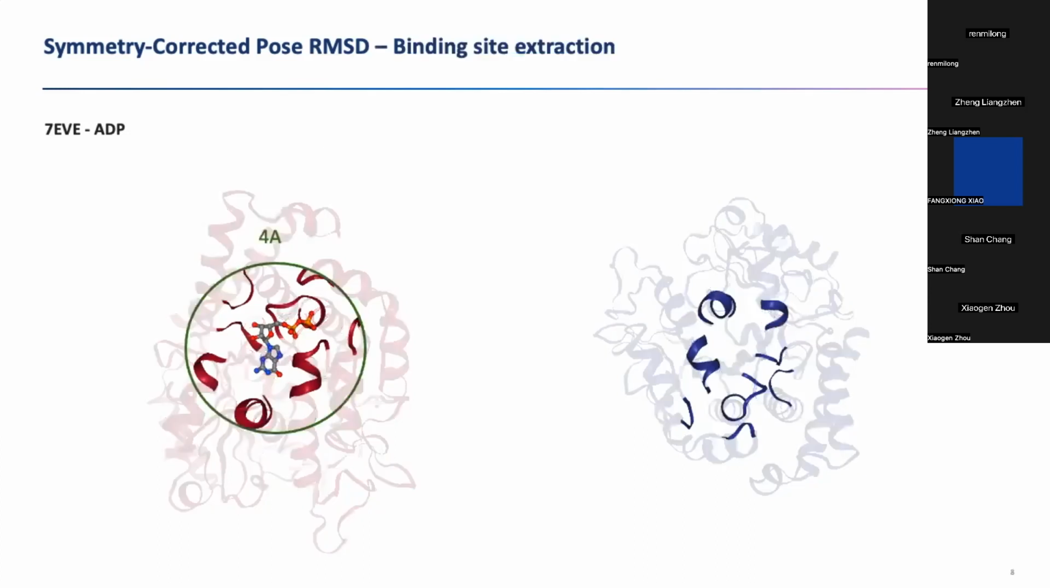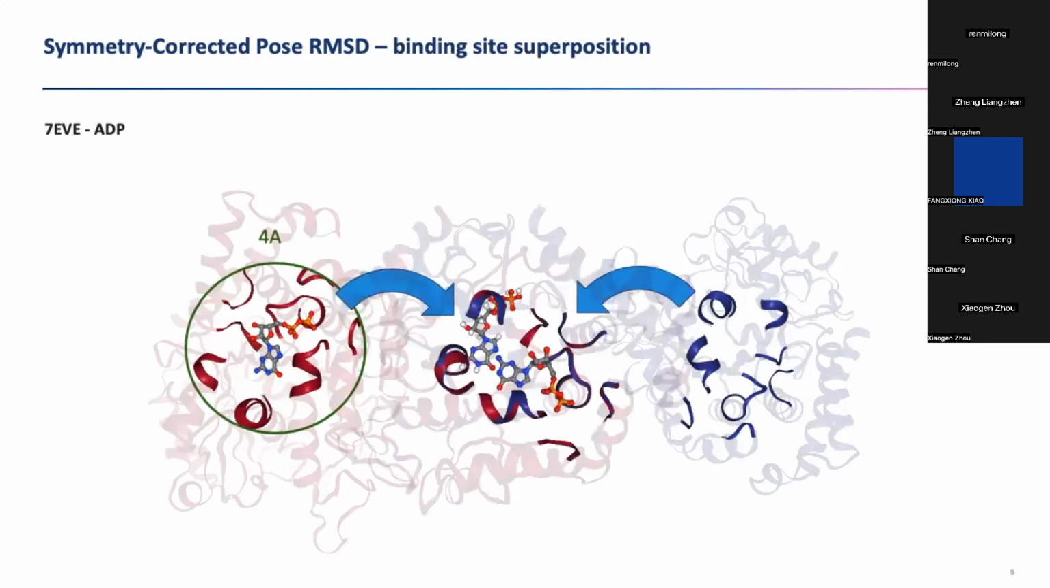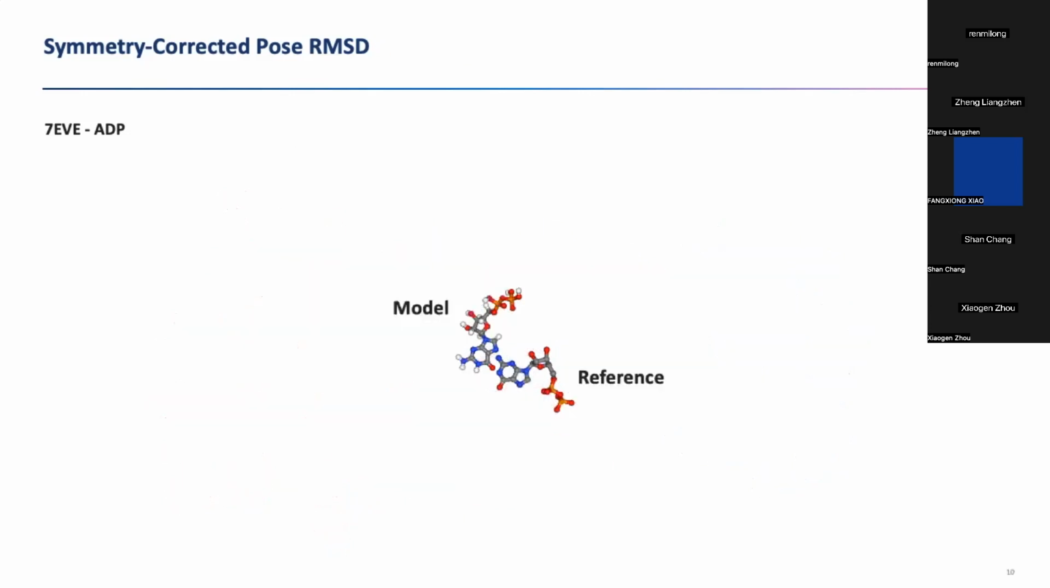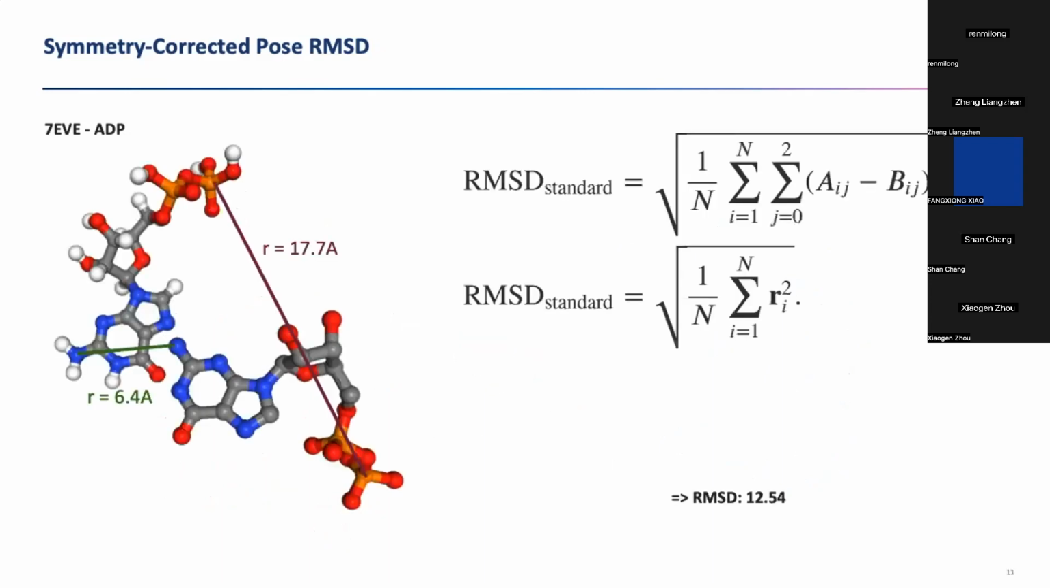So the first thing we need to do is to identify the binding site in the reference structure. And then we identify the binding site in the model as the same residues. And we can do a superposition of these binding sites. And then we can start to have a superposed model and reference ligand, which we assess with RMSD. I'm not going to go into the details. You all know what RMSD is.